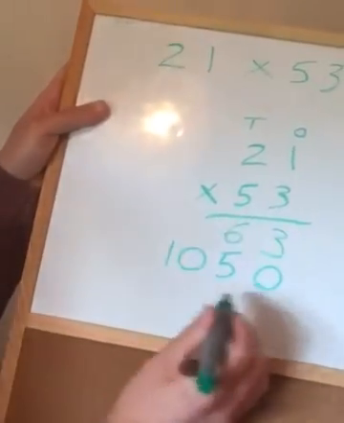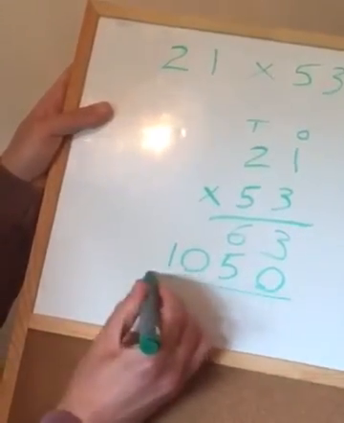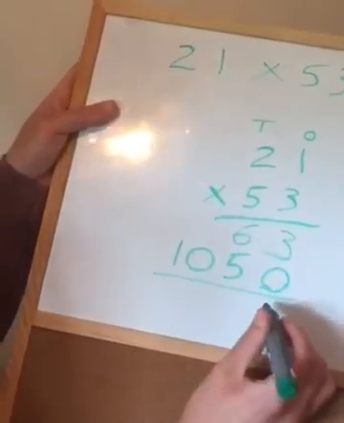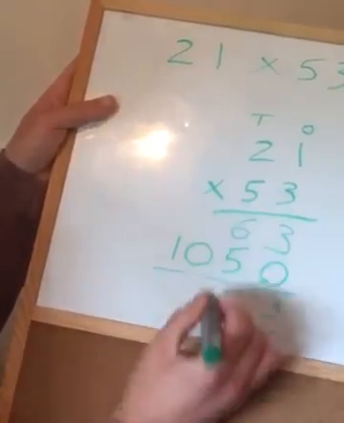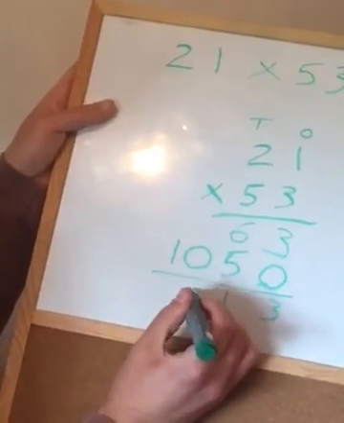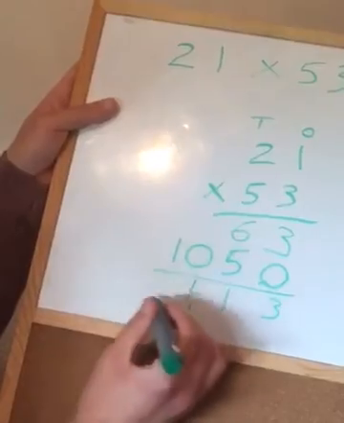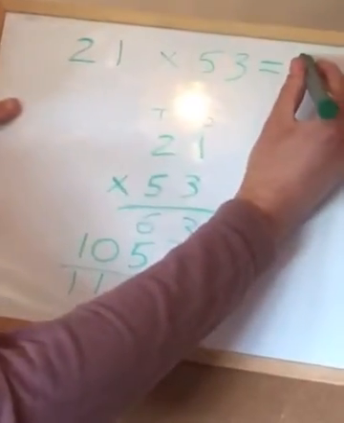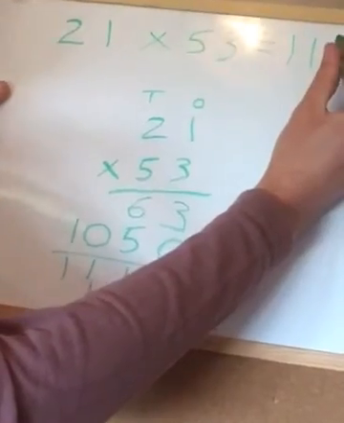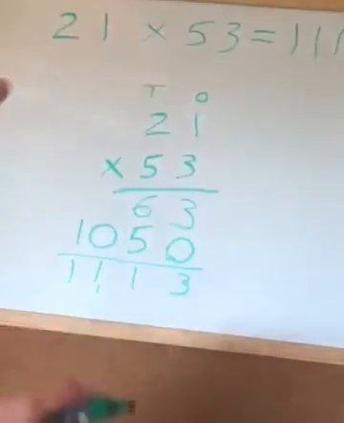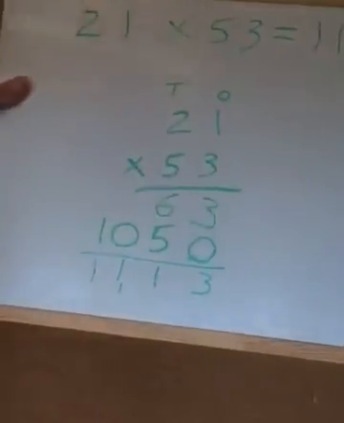So all that's left to do now is add up these two numbers. So 3 plus 0, that's 3. 6 plus 5, that's 11. 0 plus 1, that's 1. And 1 plus nothing is 1. So my answer is 1,113. So this is how we can use the column method to multiply 2-digit numbers by 2-digit numbers.